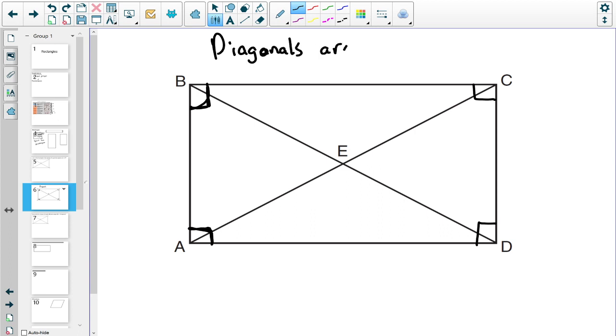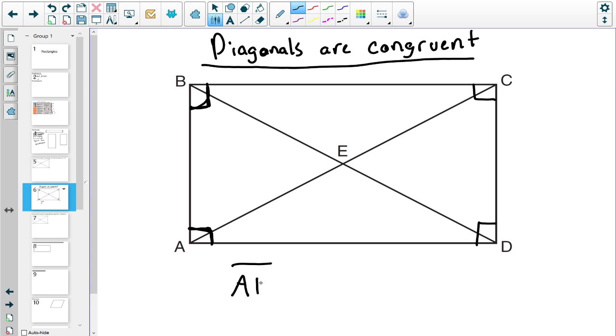So diagonals are congruent. Now, this isn't to get mixed up with diagonals bisect each other. Although that's true for rectangles, diagonals of a rectangle are also congruent, meaning that line segment AC is congruent to line segment BC. And this provides some really interesting stuff. Since we know this, and we know that the diagonals bisect each other, we can say that all of these individual line segments are congruent to one another, which is pretty cool.